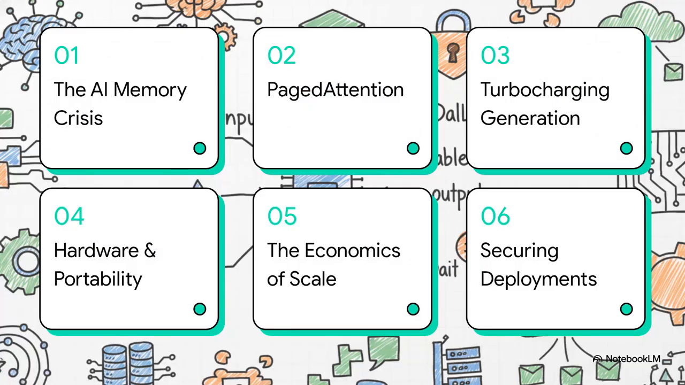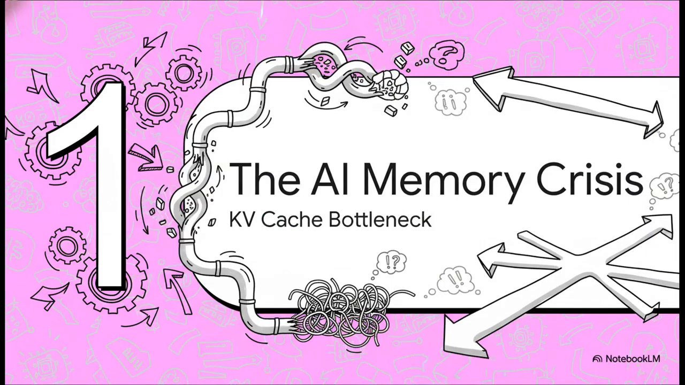So here's our roadmap for the explainer today. We're going to cover the AI memory crisis, how paged attention changes everything, turbocharging token generation, hardware portability, the economics of scale, and finally, how to actually secure these enterprise deployments. Let's jump right into Section 1, the AI memory crisis.